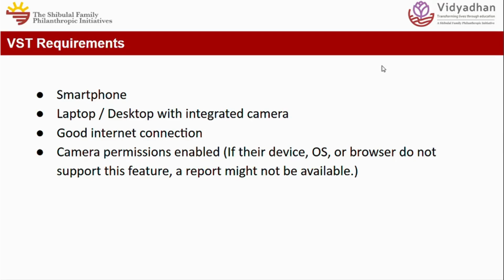Next, you must have a good internet connection for taking the test. Camera permissions must be enabled on your smartphone or laptop. If the camera permissions are not enabled, then you will not be able to continue with the test. Therefore, in Google Chrome or whichever browser you are using, kindly go to the settings and enable the camera option so that you can take the Vidyadhan Scholastic Test successfully.